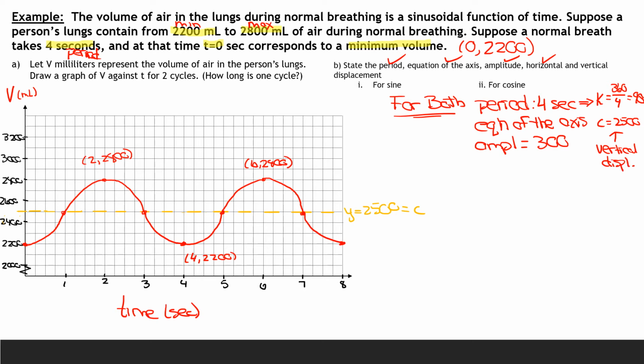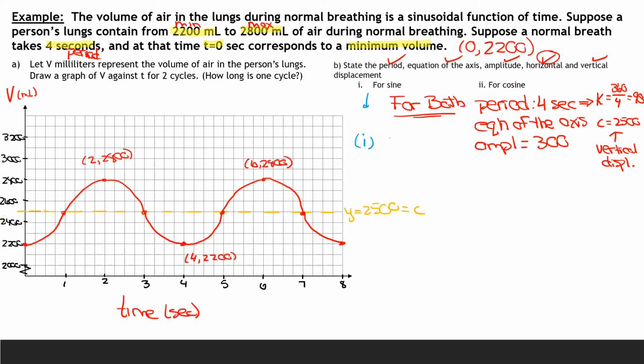So that's the first part of part B now. So that's a vertical displacement, not the horizontal. Now the only thing left then is the horizontal displacement, and that's not the same for both of them. So if I was doing sine, the first one is sine. For sine, I'm just going to move this down here.